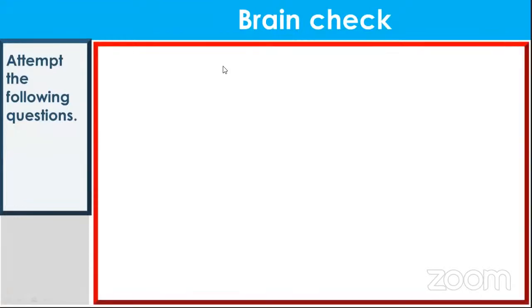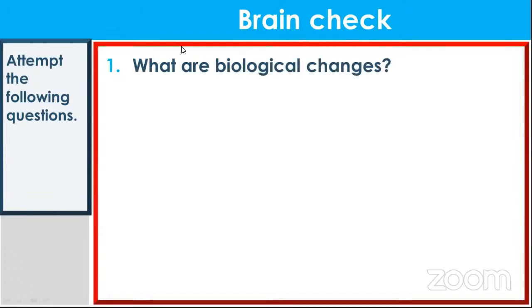The first question is here. Who is answering the first question? You read the question, you answer it. Manuela first. Biological changes are changes that occur in the life of living things. Okay, Sirat, can you repeat what Manuela has said? What are biological changes? Biological changes are changes that occur in living things. Very good.